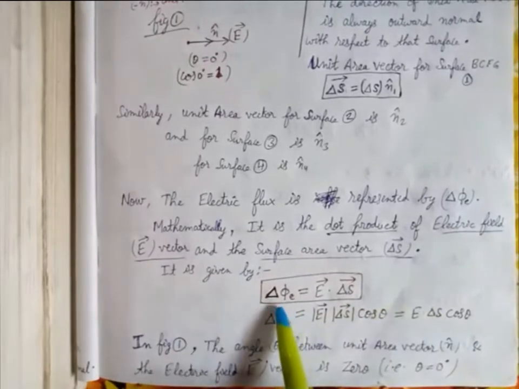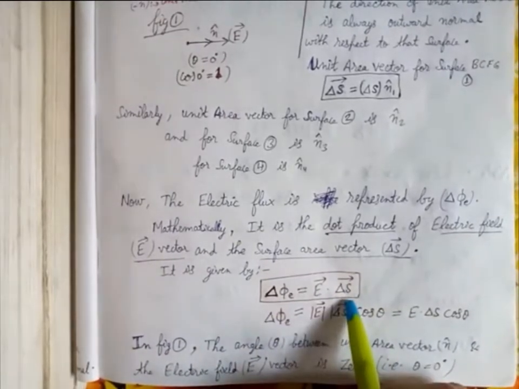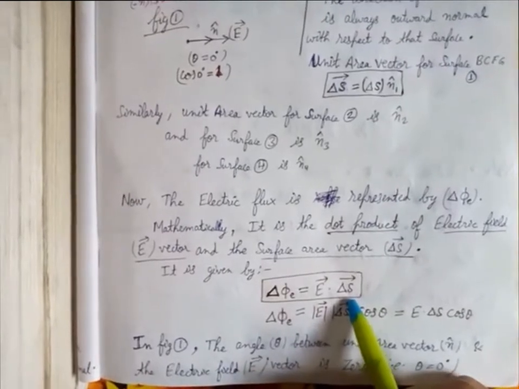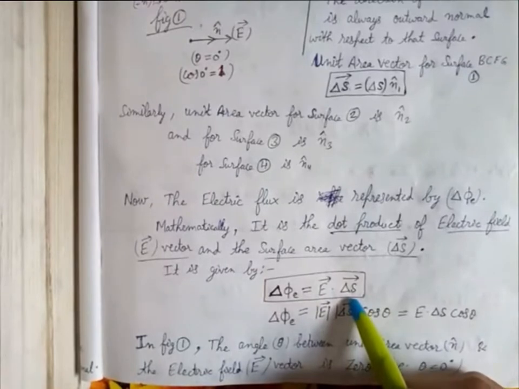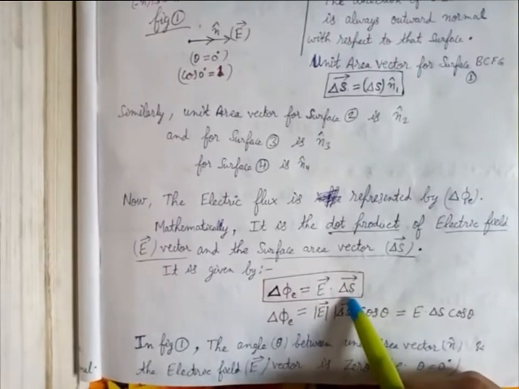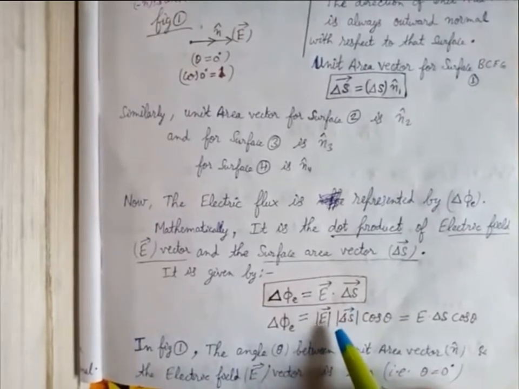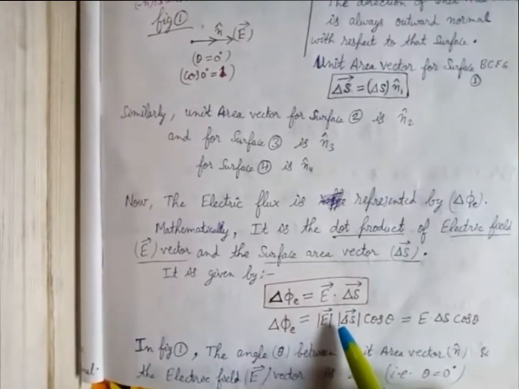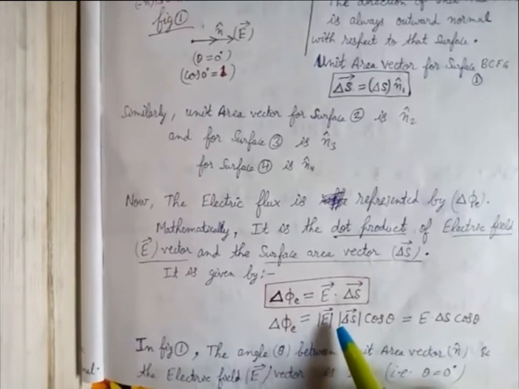It means delta phi is E dot delta S. It means it is a dot product of these two vectors. What is dot product? As you have already studied in class 11th, the dot product is the cos component of the second vector multiplied with the first vector.